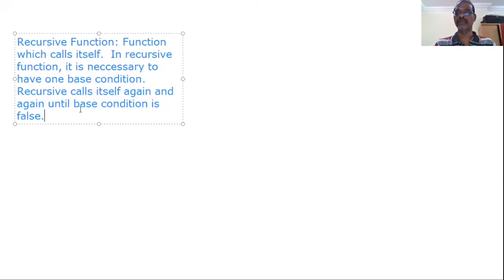Now I will write one Python program which is used to find the factorial of a given number. Already we know very well factorial. For example, 5 factorial means 1 multiplied by 2 multiplied by 3 multiplied by 4 multiplied by 5. Now I will write one program which finds the factorial of a given number.